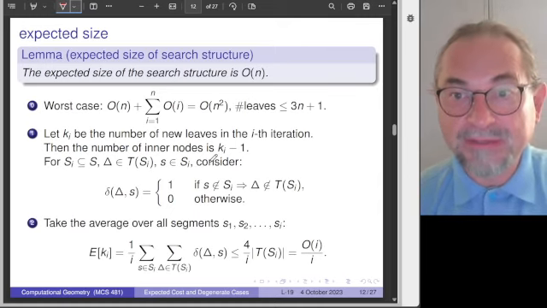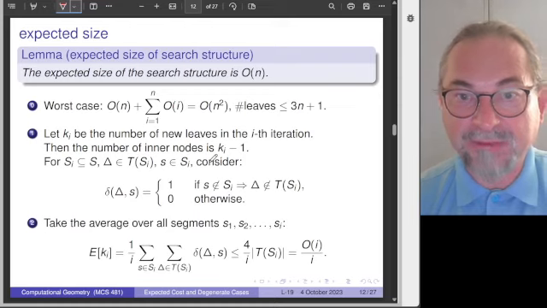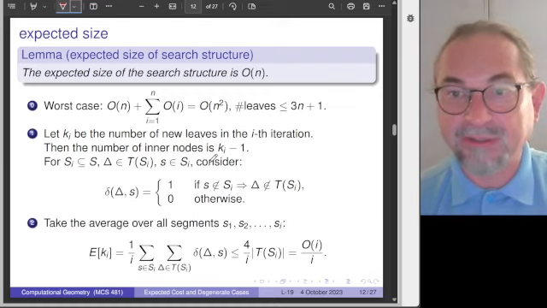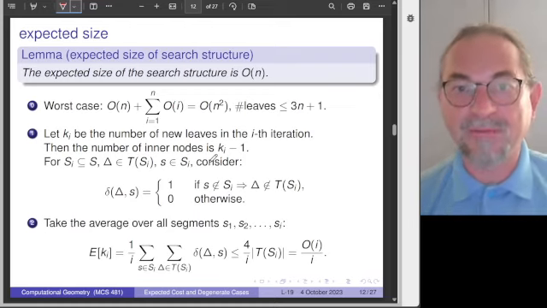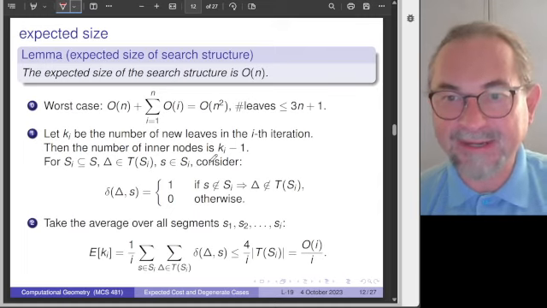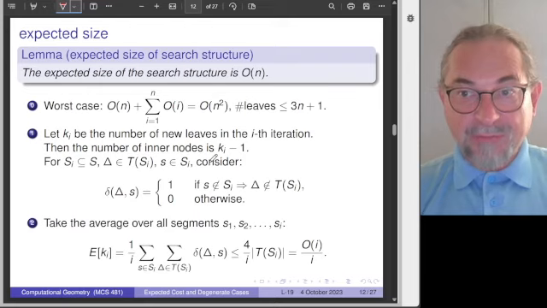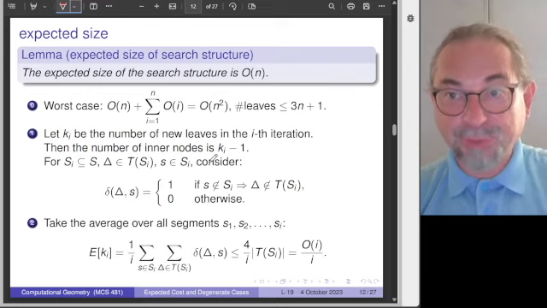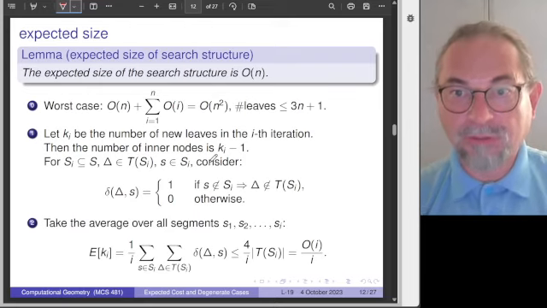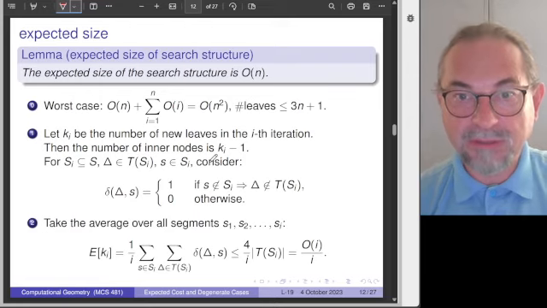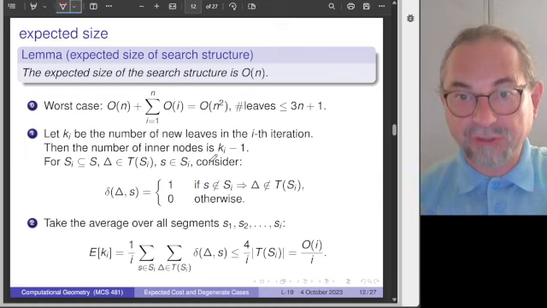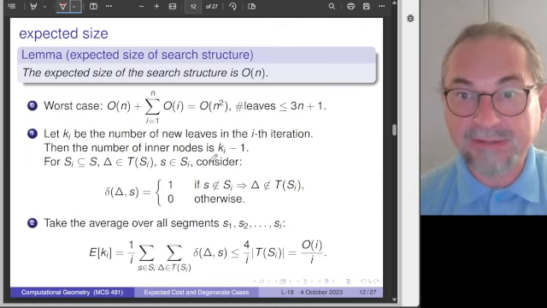Even as the number of leaves is bounded by, this is another one, related to the size of the trapezoidal map. We actually proved a bound on the number of trapezoids, so that is the number of leaves. But still, the search structure could require that size.